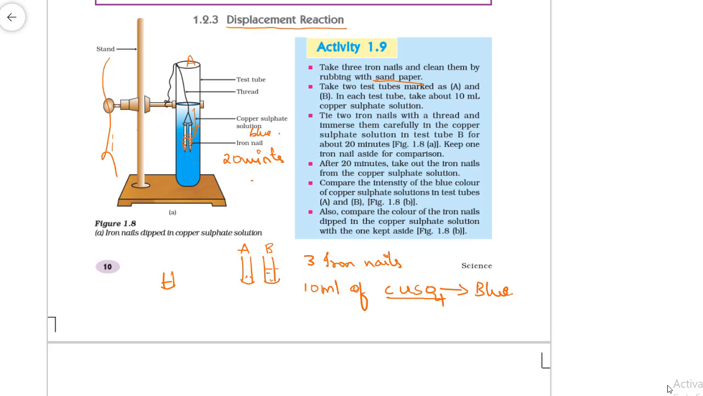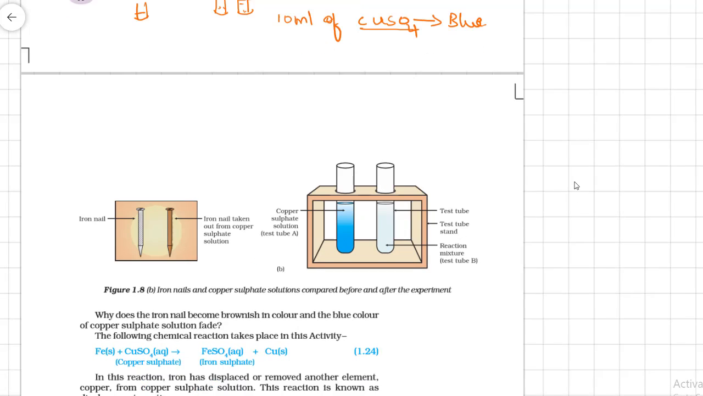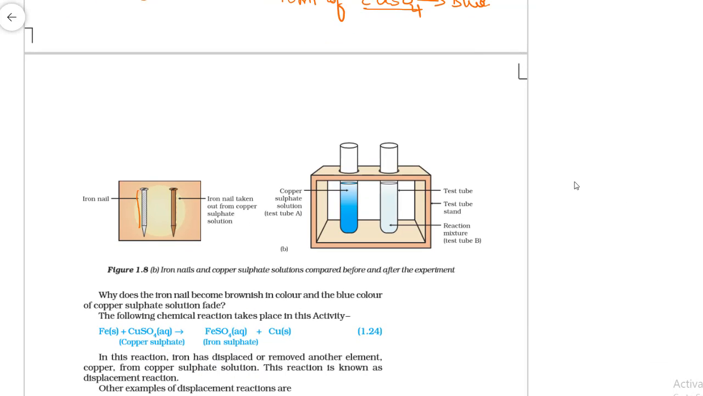So the third nail which you have taken is also kept aside for comparison with these 2 iron nails. If you see it, these 2 iron nails which are immersed in the copper sulfate solution have become brown in color, and the third iron nail which is kept outside has not. So when you put the iron nail in the copper sulfate solution, it has become brownish in color.